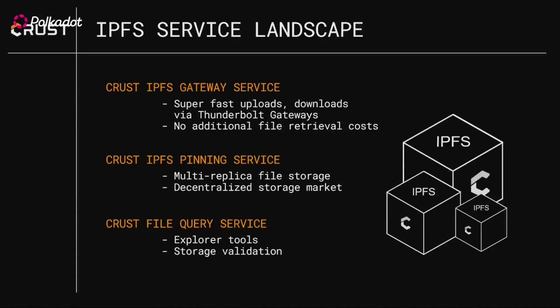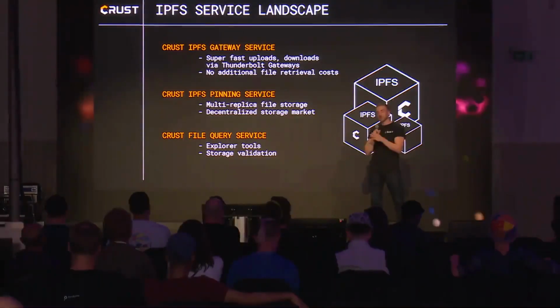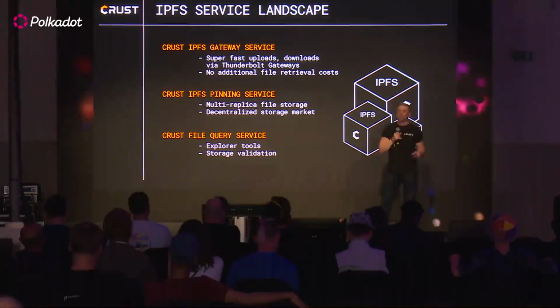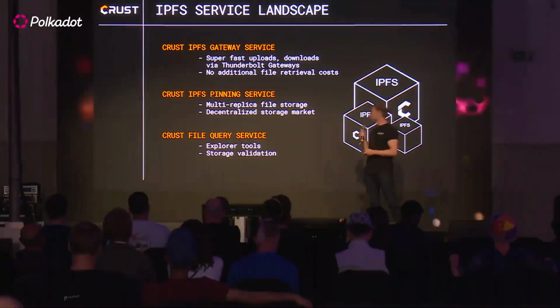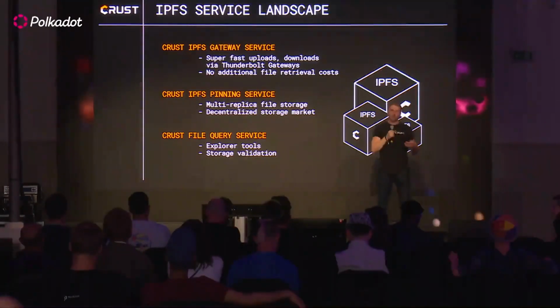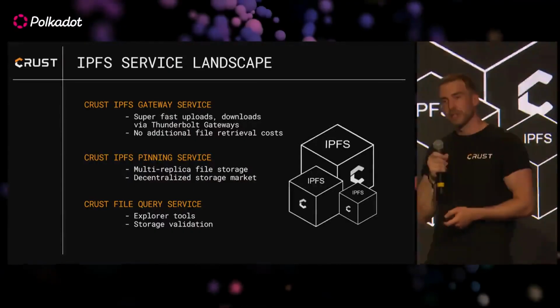The next service, probably our most popular one, is the Crust IPFS pinning service. This makes sure that when your data is on IPFS, it stays on IPFS, that it will be maintained according to your needs, which will be fixed in a smart contract. And we use this multi-replica approach for file storage to also ensure decentralization on the most basic physical level. And I think that's a super important part, because this also increases performance, decreases latency, and has many more advantages.